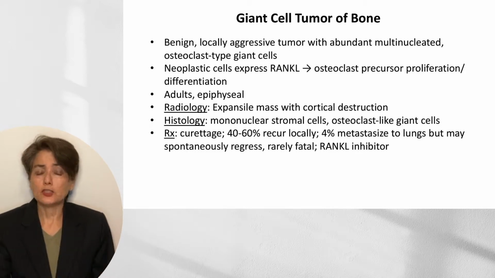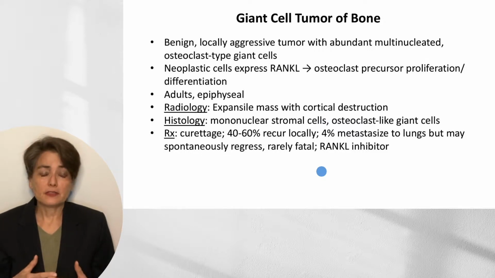It tends to affect adults, so the growth plate is closed, in contrast to chondroblastoma, which I mentioned in passing, which happens in children and arises in the epiphysis. Radiologically, we're going to see an expansile mass that destroys the cortex, and then, as I mentioned, basically sheets and sheets of osteoclast-like giant cells interspersed with mononuclear stromal cells.